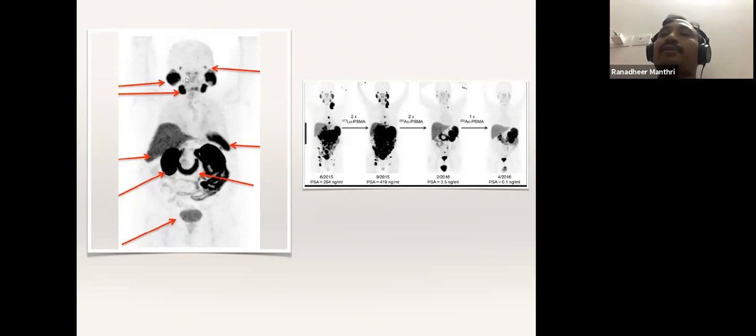That is PSMA, which is overexpressed in prostate cancer. It is also present in neovascularization tissue. So we are targeting another hallmark of cancer, that is neovascularization. Next.